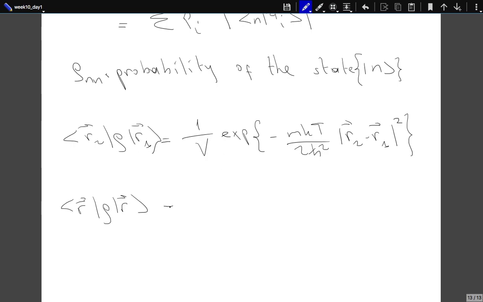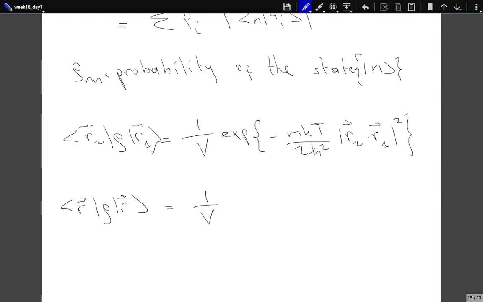Now you see this is nothing but 1 over V. But as expected, because there's no potential, there's no special point in my volume. So every point is equally probable, as a probability density in this case, because it's a continuous position. Everything just turns out to be consistent.